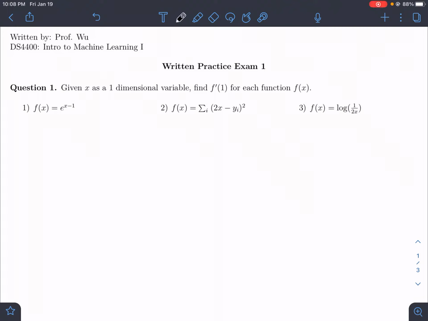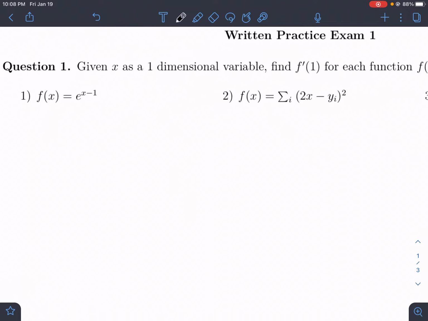Hello. In this series of videos, we're going to go over how to solve each question on the DS 4400 Intro to Machine Learning 1 written practice exam for midterm 1. Question 1 asks us to find f prime of 1 for each function f of x, given that x is a one-dimensional variable or a scalar variable.